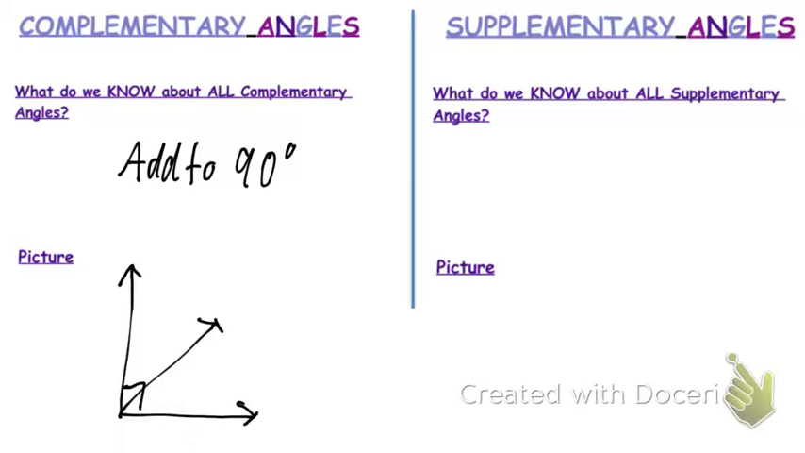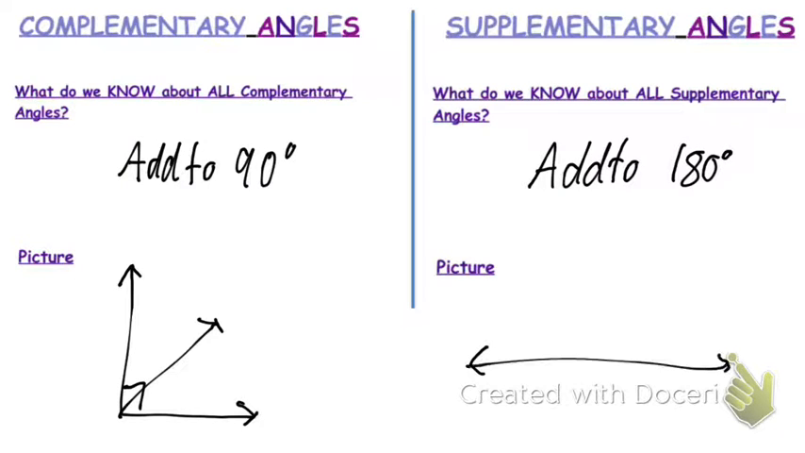If we're talking about supplementary angles, though, what do we know about all supplementary angles? They add to, not 90, but 180 degrees. For a picture on this one, you can just draw a straight line, or mostly straight line, and then put an angle anywhere in here. These two angles then would add up to 180, thus being supplementary.